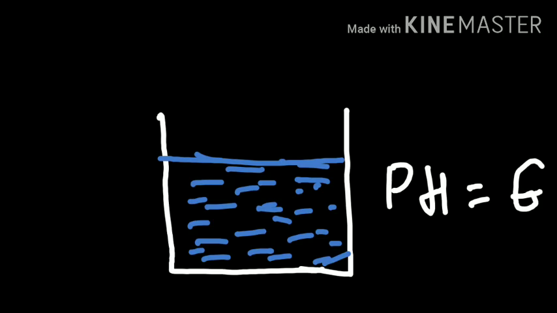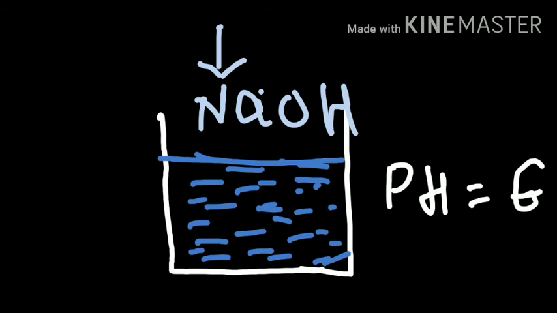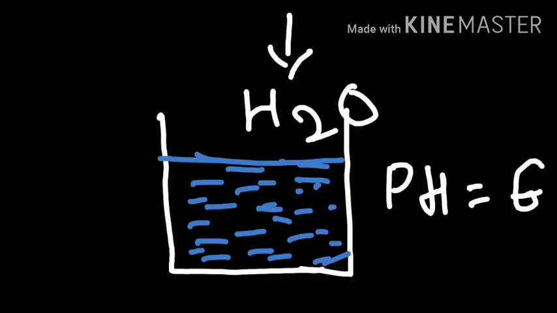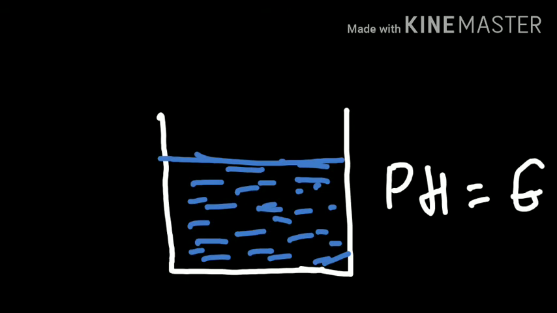This is just a general demonstration to explain the definition of buffer solution. So here we are taking a solution which has pH 6. After addition of a strong acid like HCl or a strong base like NaOH, or even after addition of water, the pH of the solution is not going to change. That means it will remain the same, that is pH is equal to 6.